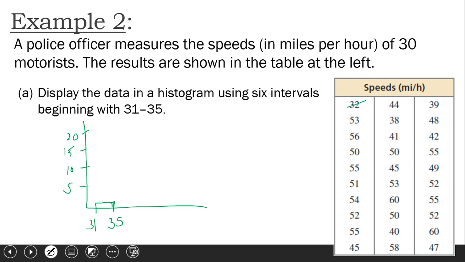And then I have from 36 to 40. So I'm going to make my next bar at 40. And how many do I have? I have 1, 2, 3. That looks like that's it. And then I have from 41 to 45. And there's plenty of data things out there on the internet that could make these for you. 2, 3, 4, 5.